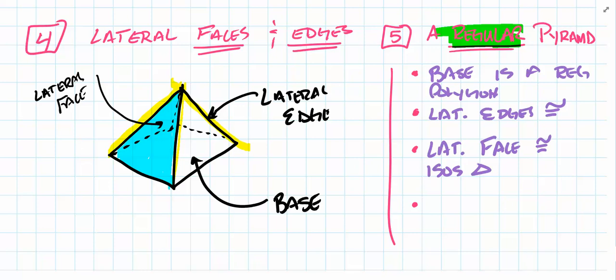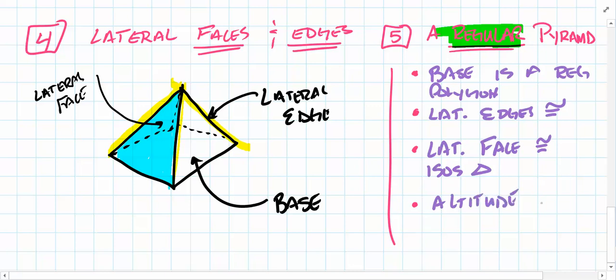It's going to fit all 4 of these. The base is a regular polygon. It's a square. The lateral edges are all congruent. And the lateral faces are isosceles triangles that are also congruent. And lastly, the altitude, the one altitude, meets at the center of the what? Can you guess it? Yep, you got it.